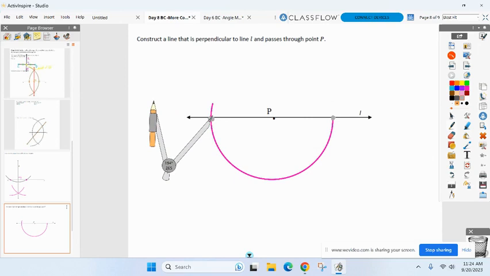And hey, the opening of your compass for the last 2 arcs does not have to be the same as the first. Just the last 2 have to be the same. So after you make the first, if you want to open, close, whatever floats your boat, just make sure the last 2 are the same opening. All 3 never do.